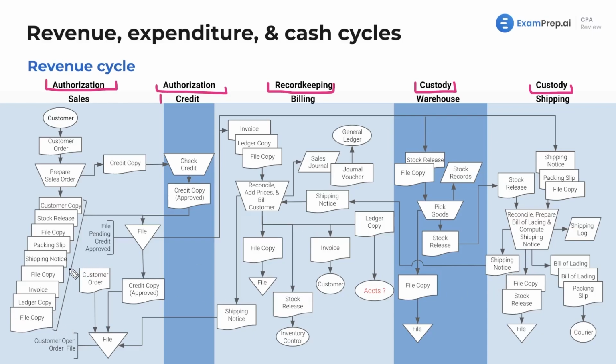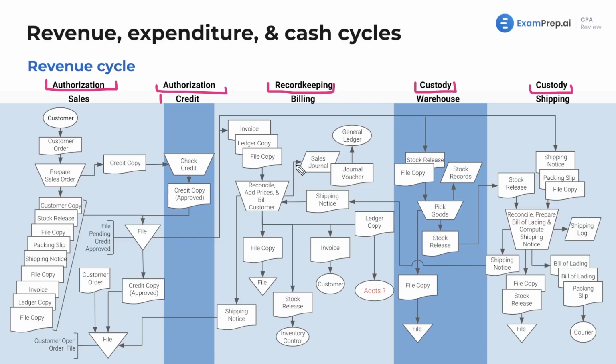So let's see how it works. We're going to see here that once this transaction is approved by the credit department, we can go over here. We are going to send an invoice over to the customer. We're going to make a copy for the general ledger. We're going to make a file copy just to keep within our records. Then we're going to reconcile, add the prices, and bill the customer. You just see here a million times, just make copies and include it in the file, whether it's the bill file or the credit file.